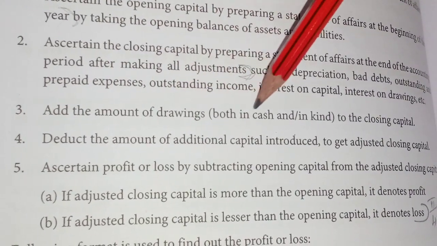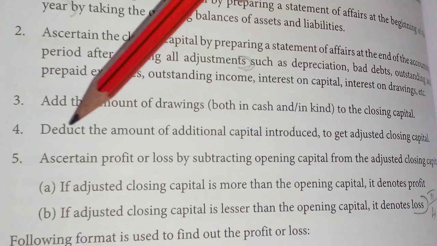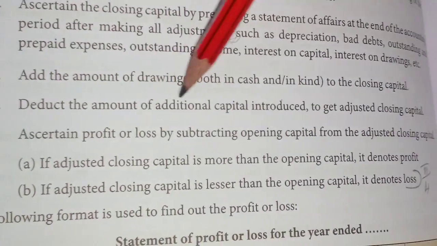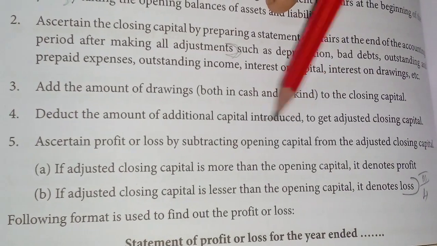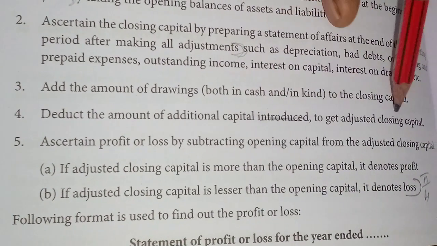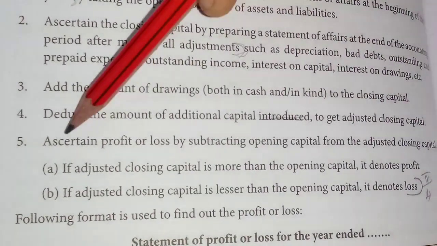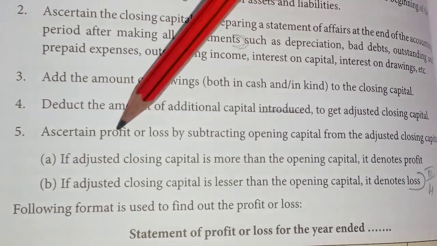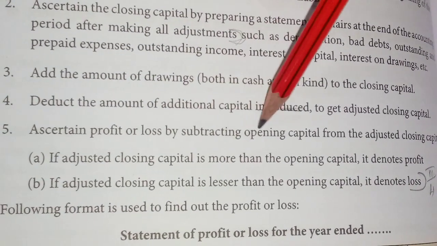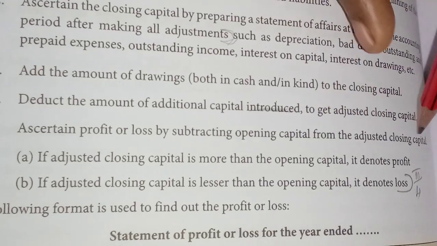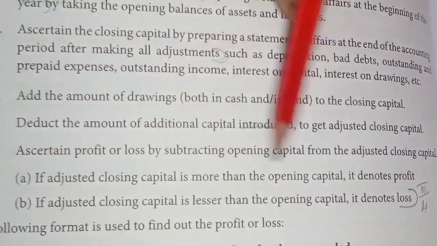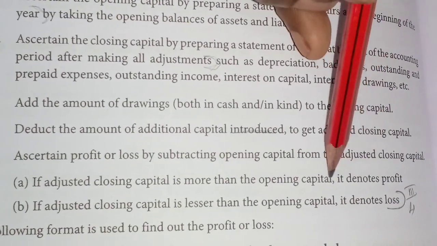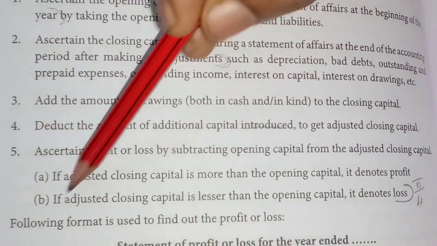Add the amount of drawings to the closing capital. Then next one, deduct the amount of additional capital introduced to get the adjusted closing capital. Then the last step, ascertain profit or loss by subtracting the opening capital from the adjusted closing capital. How we may get profit or loss is given in A and B.